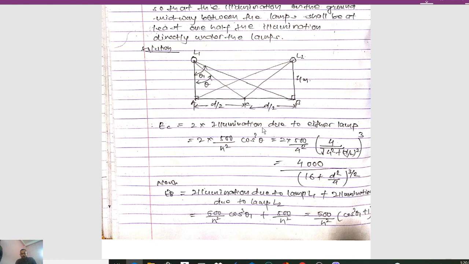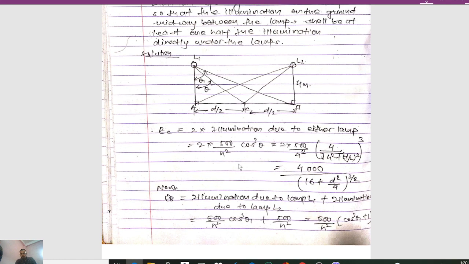To calculate EC, we will have EC equals 2 into the illumination due to either lamp. So 2 into candle power, which is given as 500, so 500 upon s square into cos cube theta. So to calculate the EC, we have 2 into 500 upon s square into cos cube theta. In place of s we have here 4 meters, and this is also 4 meters. So 2 into 500 upon 4 square into cos cube theta. We have to calculate this angle theta, so using the Pythagoras theorem we can calculate theta. So cos theta will be 4 upon root under 4 square plus d upon 2 square, to the power cube. So it will be 4000 upon 16 plus d square upon 4, to the power 3 upon 2.